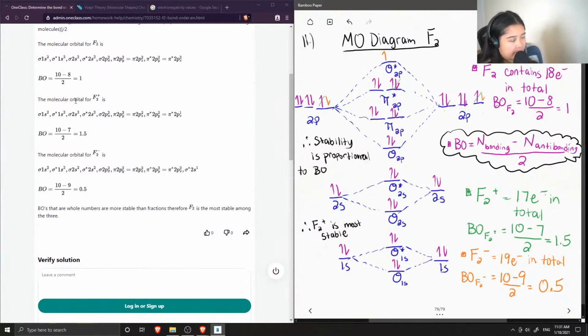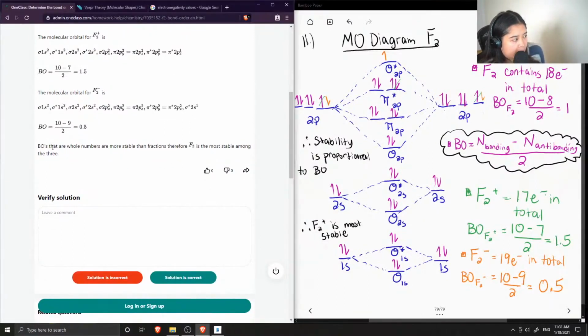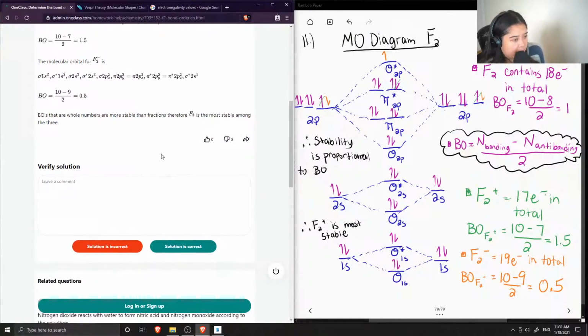Bond order is equal to 1. For F2 plus, you can see that 1 electron was removed, and they got a bond order of 1.5. And when you gained an electron, there's now an electron in the sigma star 2s orbital, and its bond order was 0.5. So bond orders that are whole numbers are more stable than fractions. Therefore, F2 is the most stable among the 3.